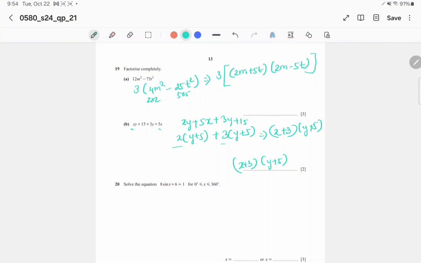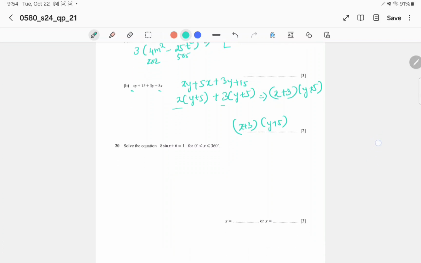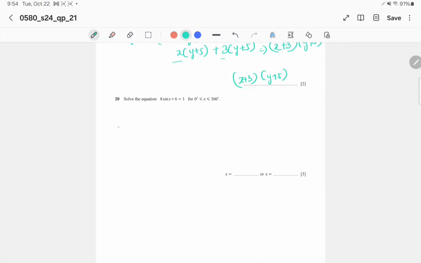Next part of the question we are moving through. Solve the equation 8 sin x plus 6 equal to 1, 0 to 360 degrees. So 8 sin x plus 6 equal to 1. I am moving the 6 to the other side. So 8 sin x equal to 1 minus 6. So it is minus 5 this side.